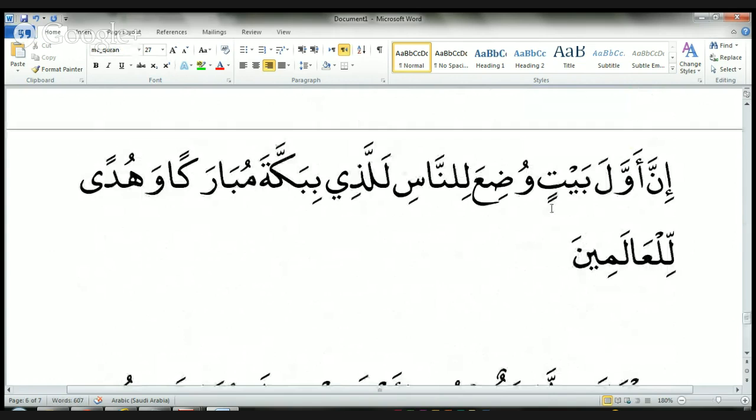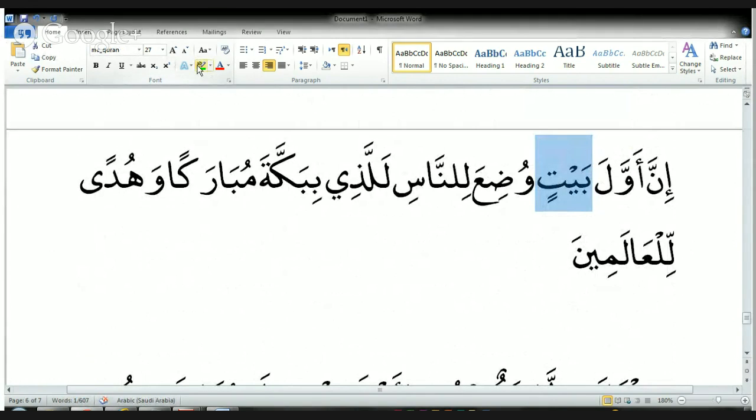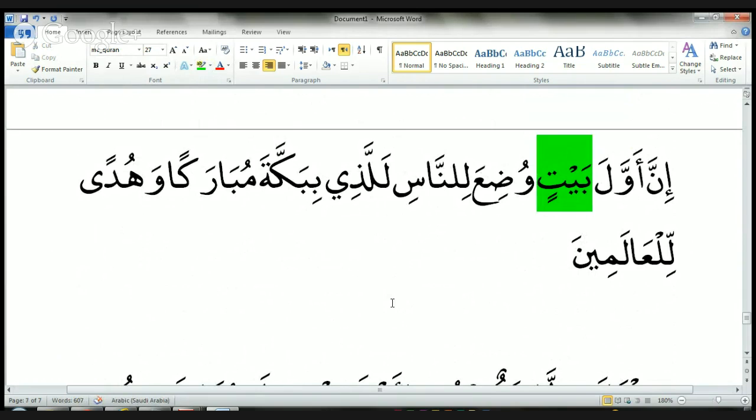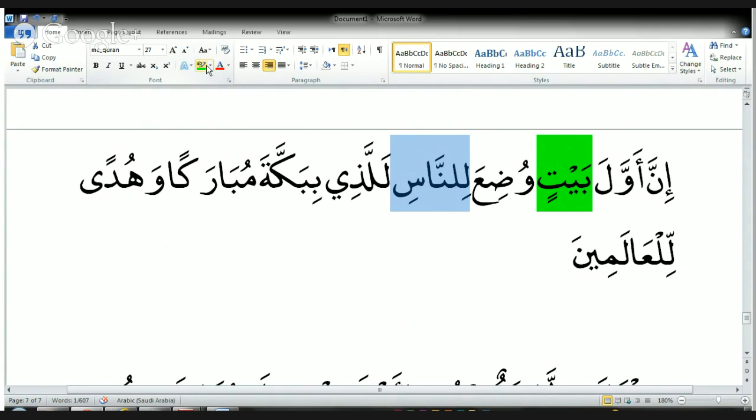Inna awwala baytin. Heavy? Fully. Good. Just checking for paying attention. Linnasi. Good. It's fully. There's actually an alif lam on here technically, but the alif dropped because someone added a lam at the beginning. It's fully.